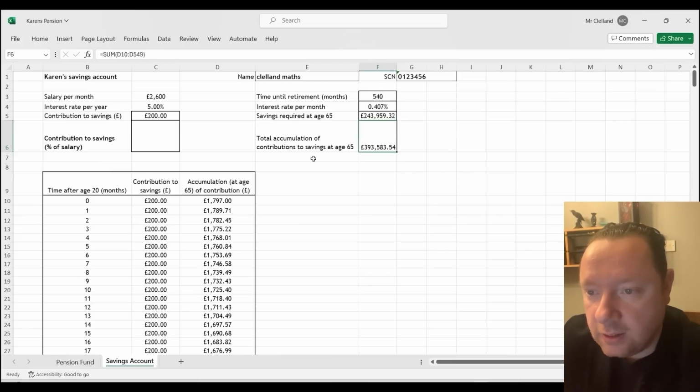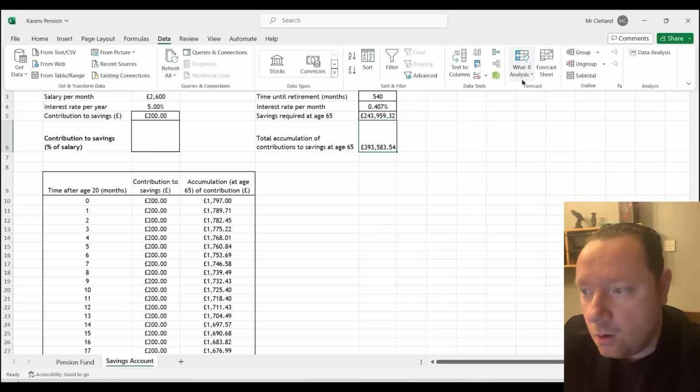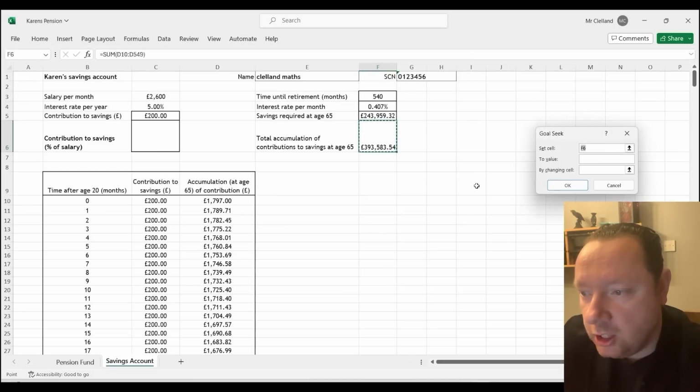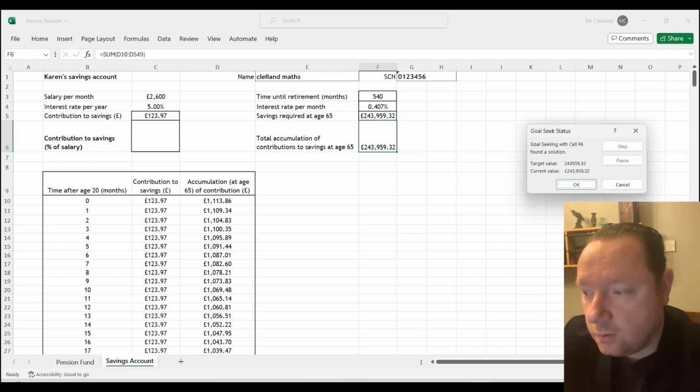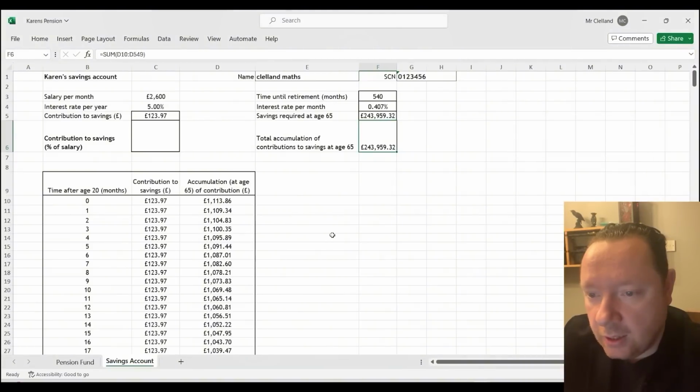So let's just click this and go Data, What-If Analysis, Goal Seek. And we're going to set that cell to, we're just going to type in 243959.32. And what cell do we want to change? We want to change our contributions to savings, so this cell. And press equals or OK, and we're done. It will quickly do the goal seek for you, and you'll notice that it changes it to 123.97. It's been rounded.